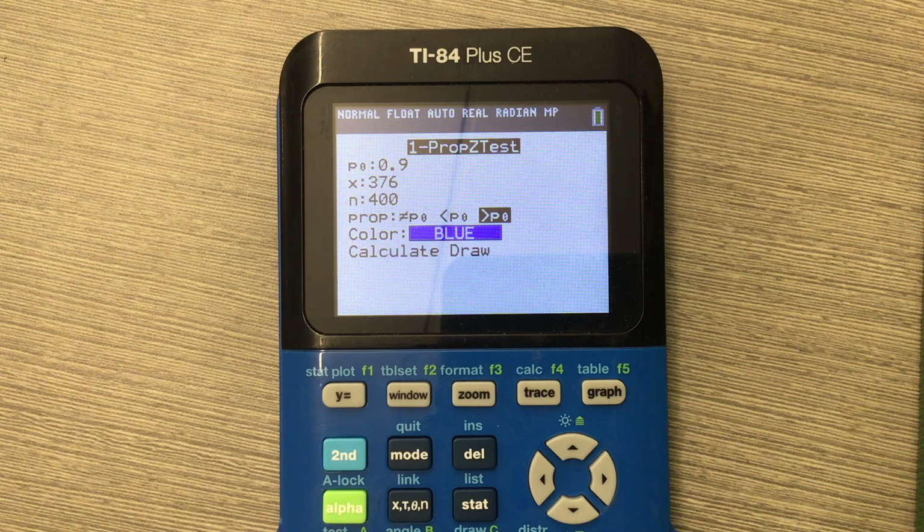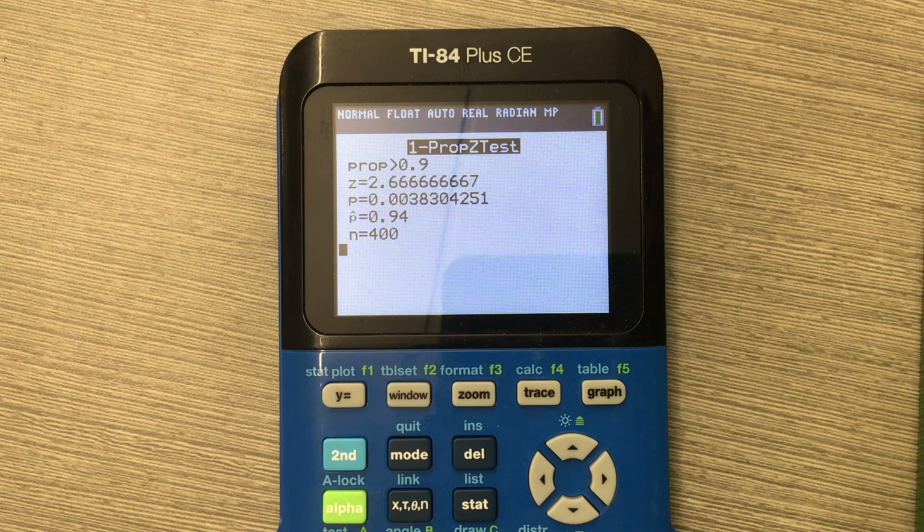You'll see here: calculate, let me hit it, and then I'll come back and do Draw after this. Our one proportion z-test gave us a z-score of 2.6666 repeating, okay, and a p-value of 0.038. And p naught is 0.94, n is 400. You can see that those mirror very closely what we found by actually crunching the numbers by hand and using our z-score table. These are the numbers that you need to report every single time, z and p.